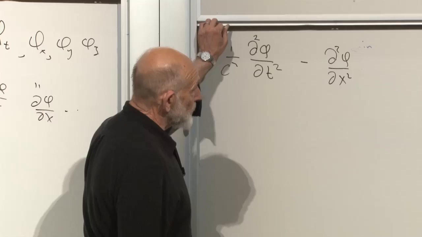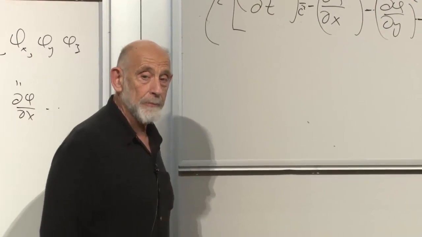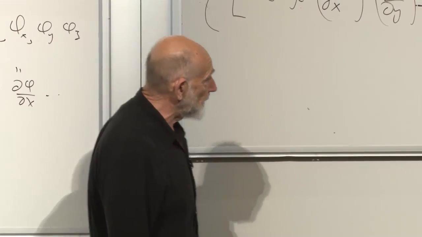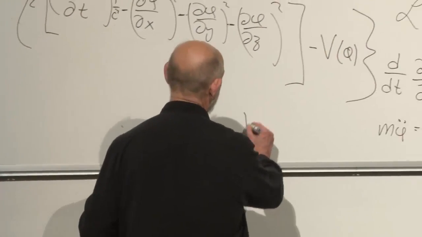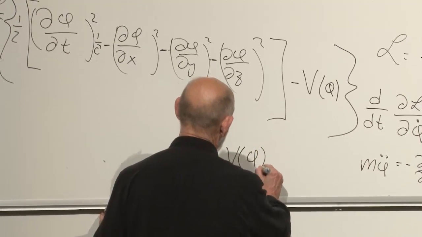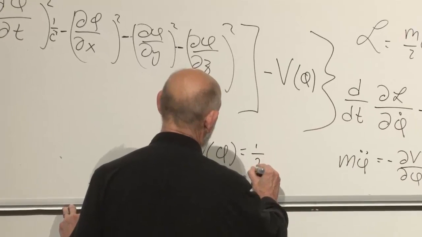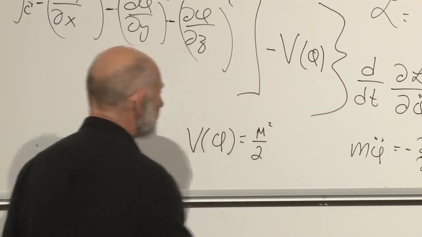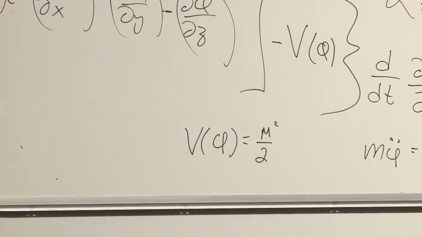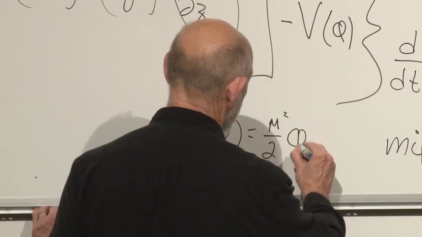Let's suppose that we put back the V of phi, but I'm going to put back a particularly special kind of V of phi. I'm going to put back in a V of phi which is equal to 1/2 a quantity which I'll call mu squared. It doesn't mean anything now other than a coefficient here, times phi squared.